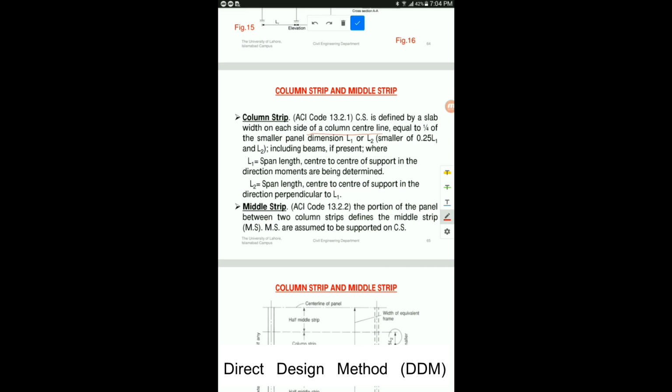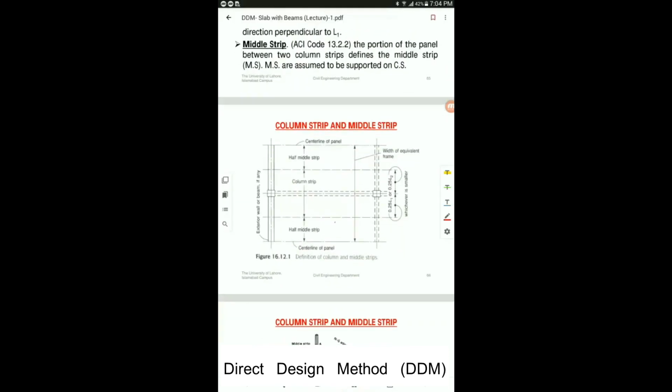Similarly, the middle strip is basically defined as the portion of the panel between the column strips defined. So I'm just going to explain this in the figure. First thing you need to do is mark the column center line. This is the column center line.